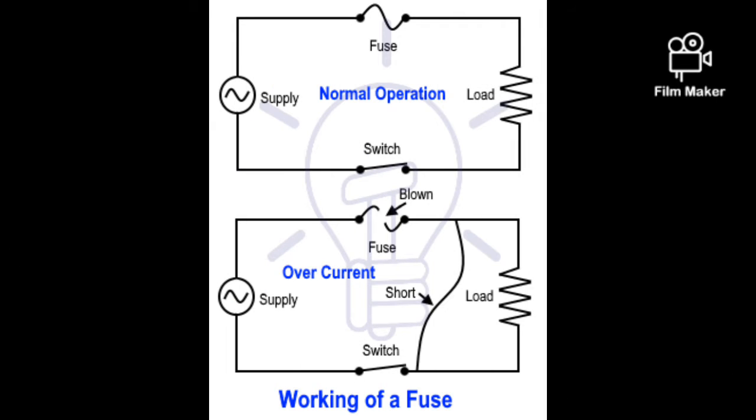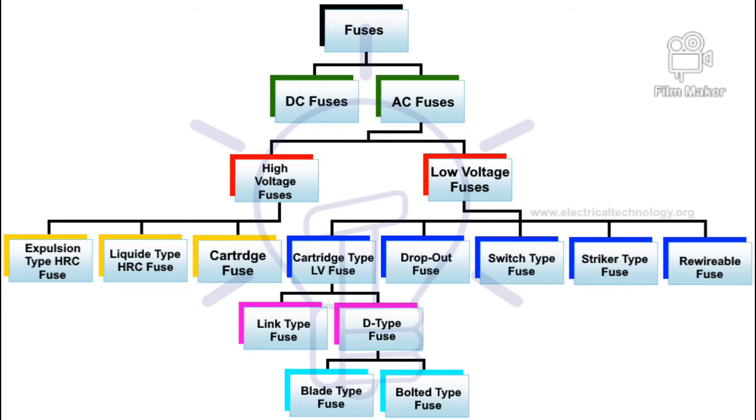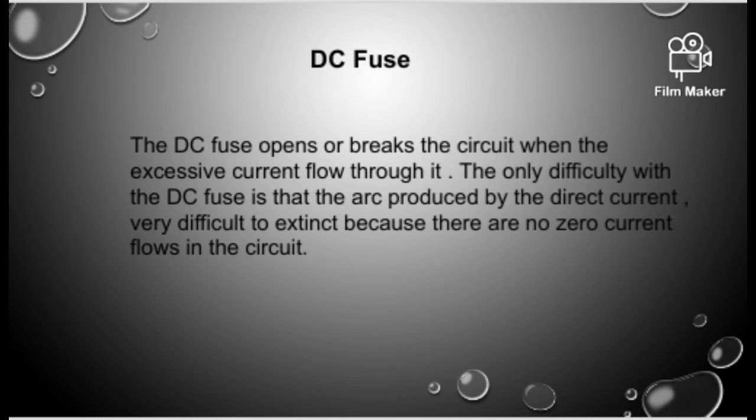As you see, at the top is the normal operation, and below is when there are short circuits. Below looks like the fuses are not connected. Fuses can be divided into two main categories according to the type of input supply voltage: AC fuses and DC fuses. A DC fuse opens or breaks the circuit when excessive current flows through it. The only difficulty with a DC fuse is that the arc produced by the direct current is very difficult to extinguish because there are no zero current flows in the circuit.